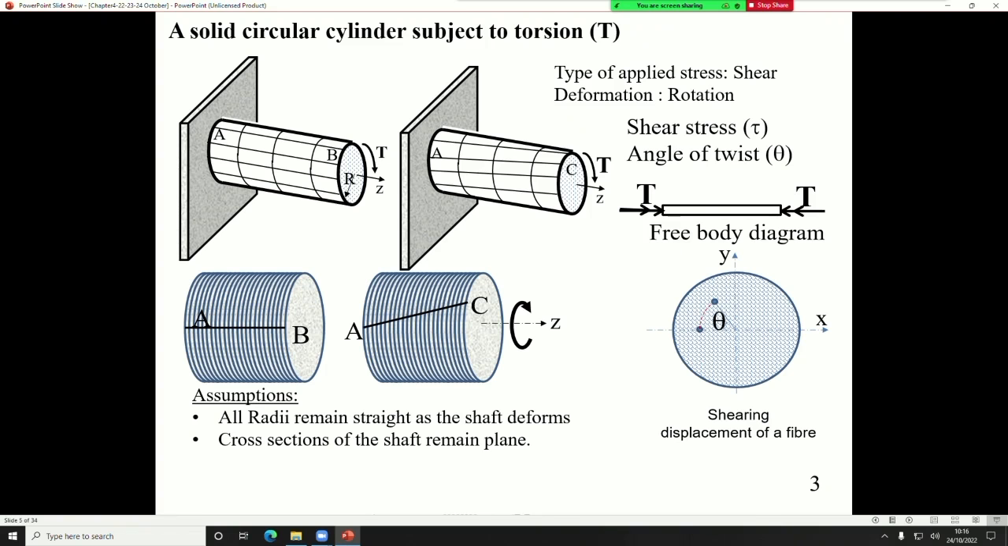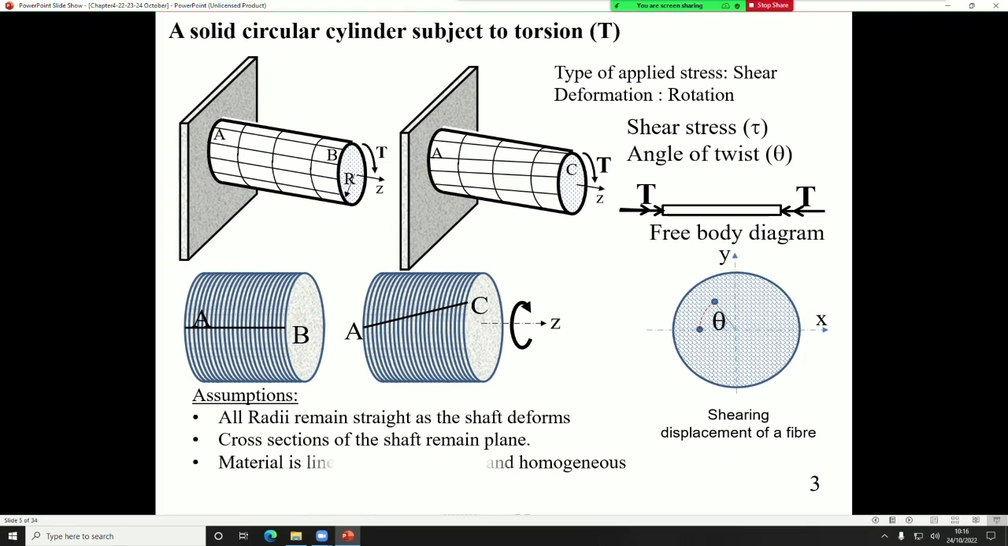I'm afraid we cannot make this assumption for thin sections. When you apply a torsion, a torque, to a thin wall section, not only is the shape slightly changed, it also warps as well. It might go forward and backwards. So the cross-section doesn't remain normal to the axis of the cylinder.